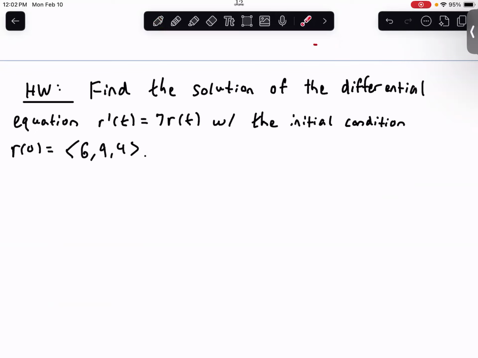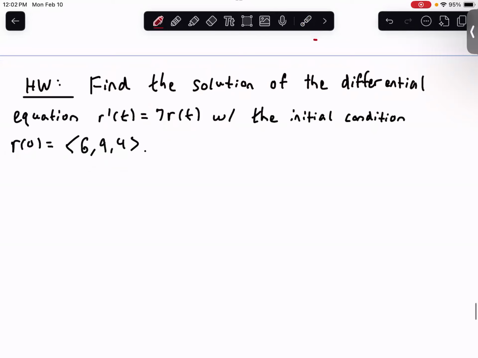So this is a homework problem. It asks you to find the solution of the differential equation given by r prime of t is equal to 7 times r of t, where the initial condition is given by r of 0 is equal to 694. And so you want to solve this differential equation where the derivative of your vector is proportional to the original vector function that you have.